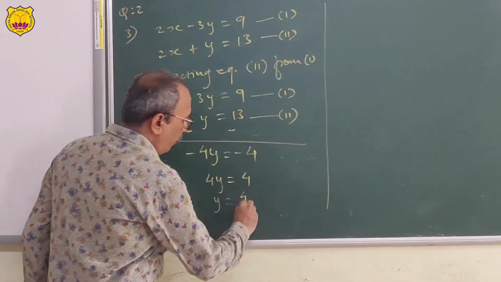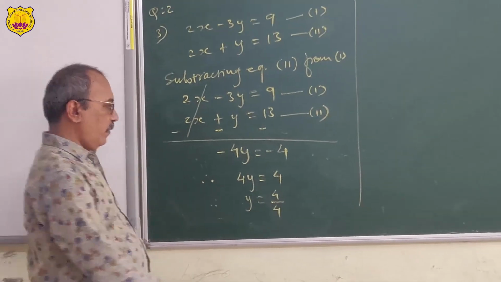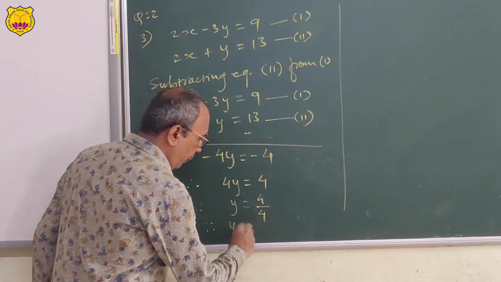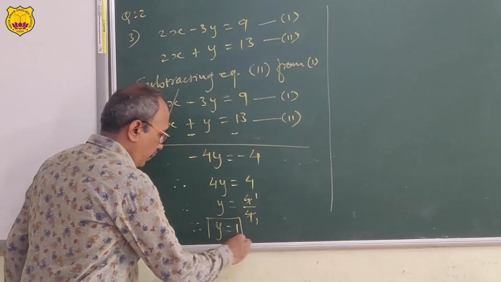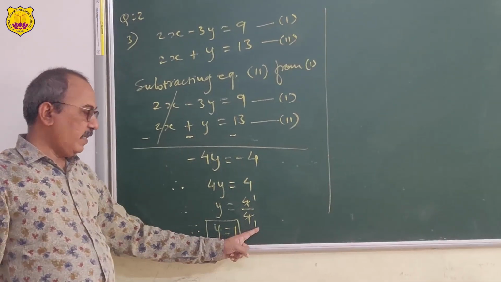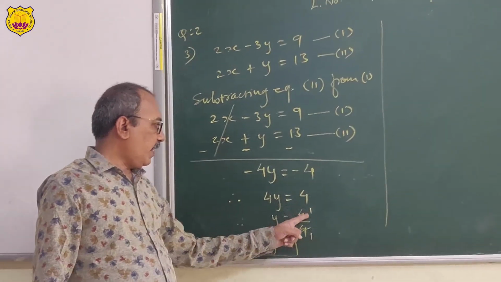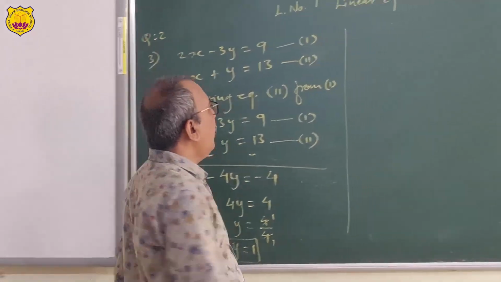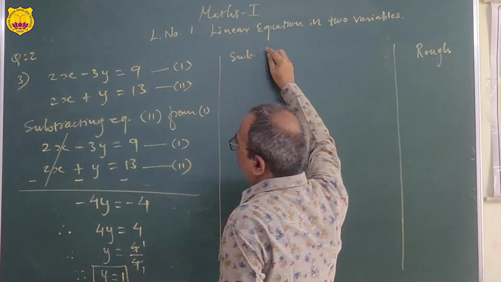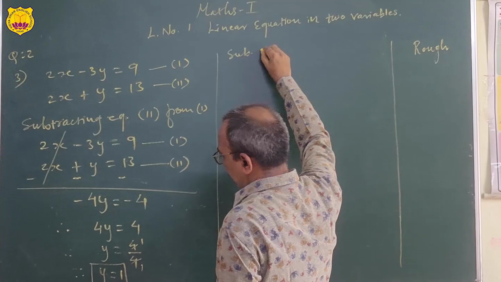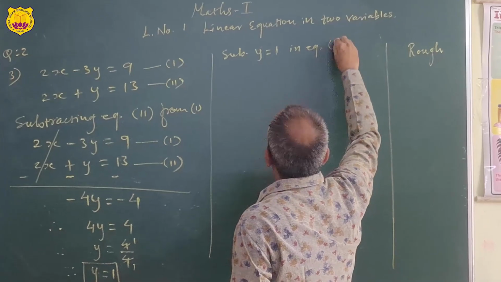Then y is equal to 4 upon 4. This 4 is shifted on right hand side, and we get 4 upon 4. 4 divided by 4 will be 1. As 4 ones are 4. We get y is equal to 1. And there is no need to write 1 when it is given in denominator. So we are writing 1 here, y is equal to 1. Now, as we had done in previous equation, substituting y is equal to 1 in equation 1.